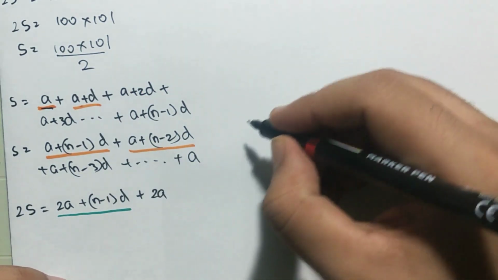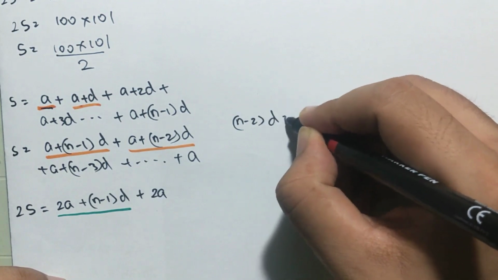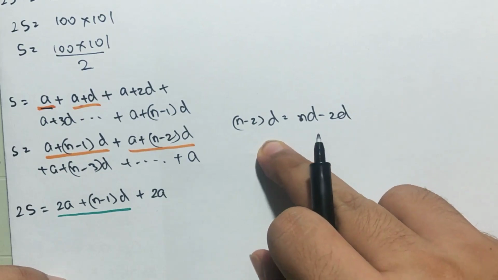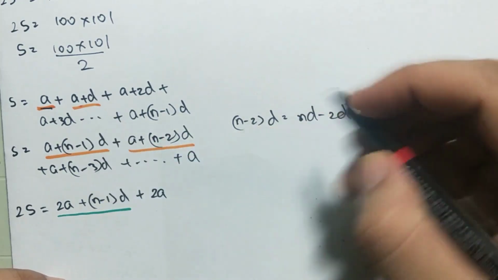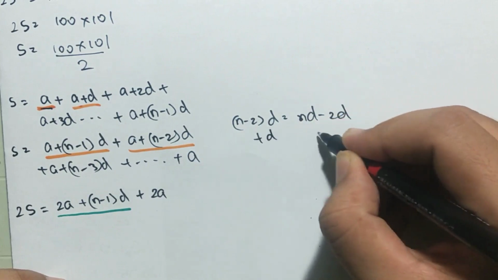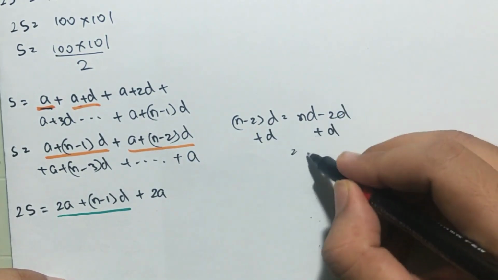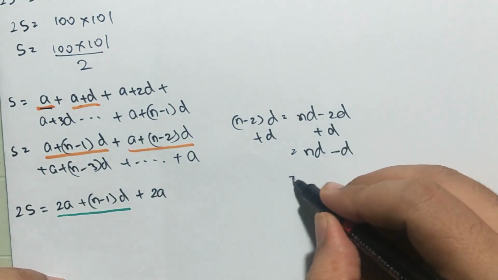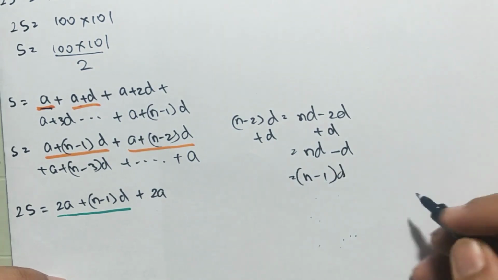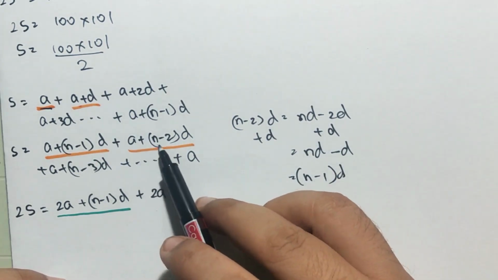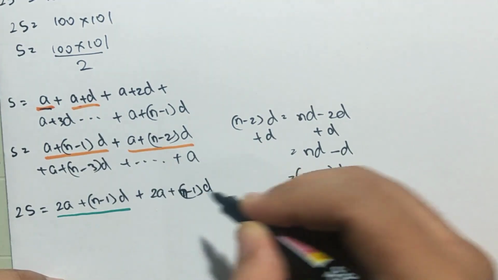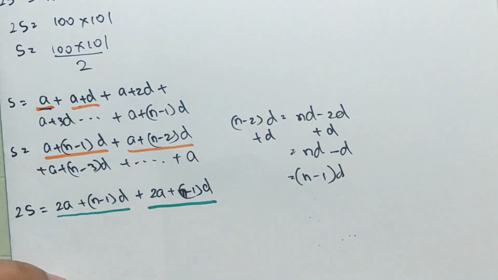If you have not understood, see this rough work over here. What is n minus 2d? N minus 2d is nd minus 2d, I am opening the bracket. From this I have to add d. So if I add d to it, this will become nd minus 2d plus d, which will become minus d. If I take d common, it will be n minus 1. So a plus this n minus 2d plus d will become n minus 1d. So this again comes out to be this.